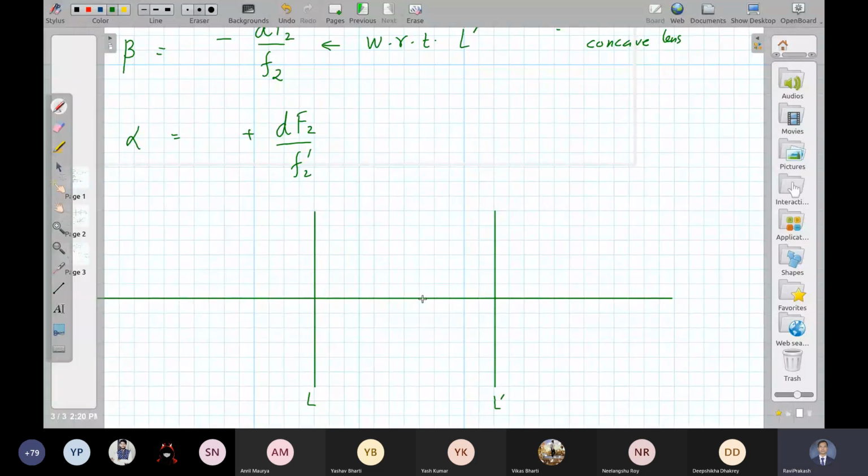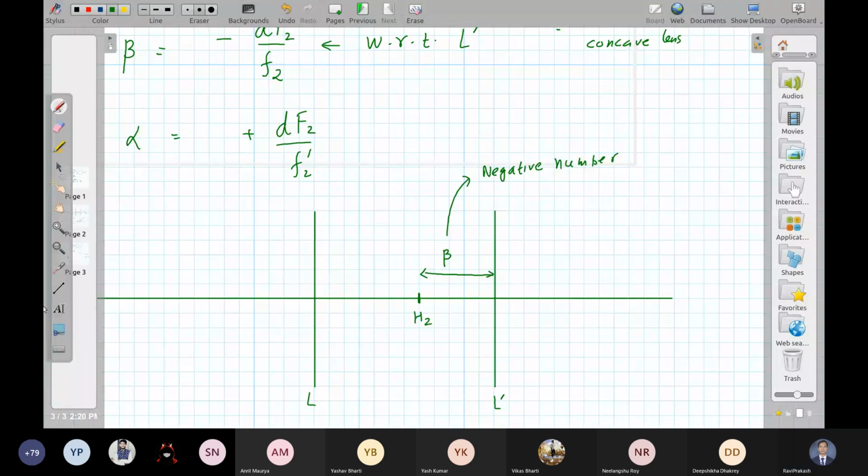So let us assume that here we get H2, means this distance is beta. And in this diagram, beta is a negative number. यदि बीटा पॉजिटिव आता, then we will draw H2 on the right side.